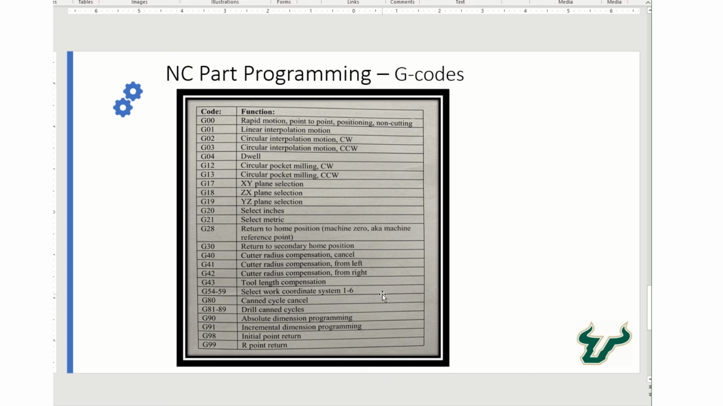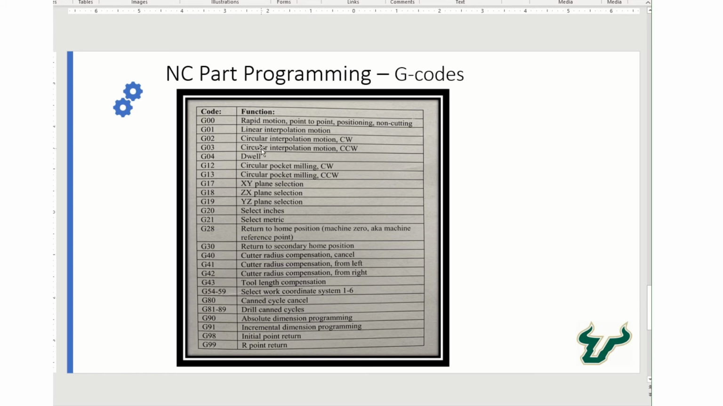Some of the commonly used G codes, like I said, there are over 100 G codes available, but the most commonly used ones are basically listed here. And we're going to take a look at some of these G codes one by one in the next video.